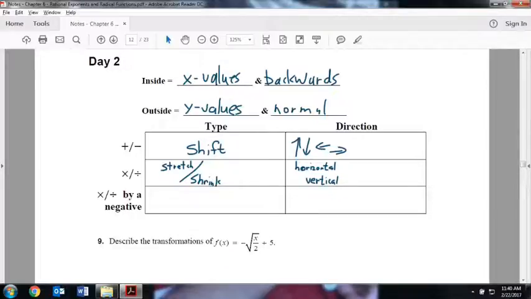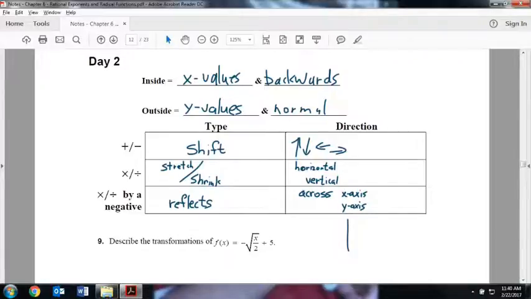Last but not least, if you multiply or divide by a negative, remember, multiplying or dividing does one thing, a negative does something else. The negative is a reflection. So it reflects either across the x-axis or across the y-axis. Alright? And again, remember, those feel backwards.